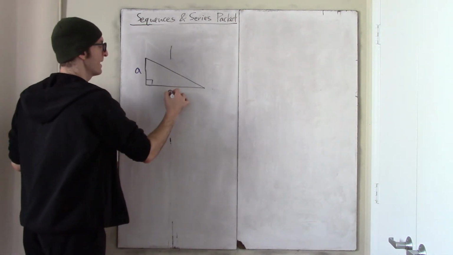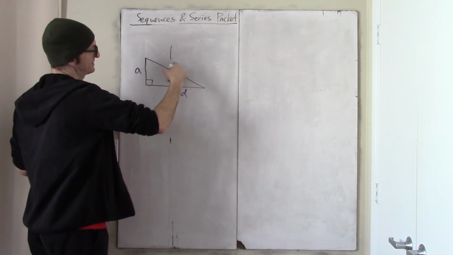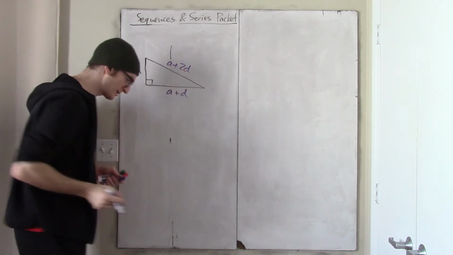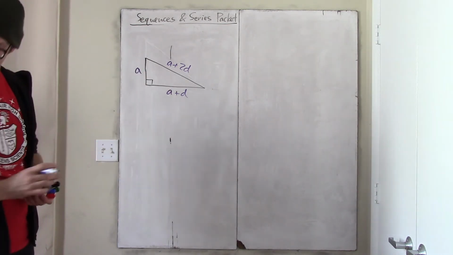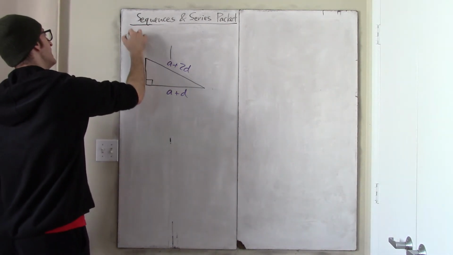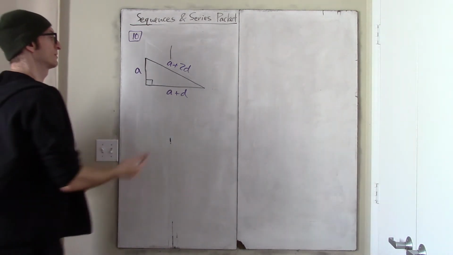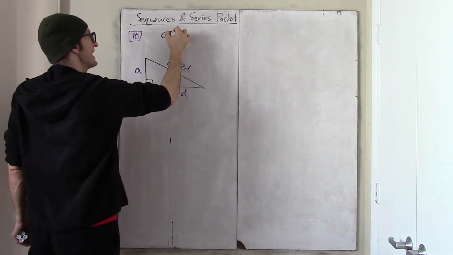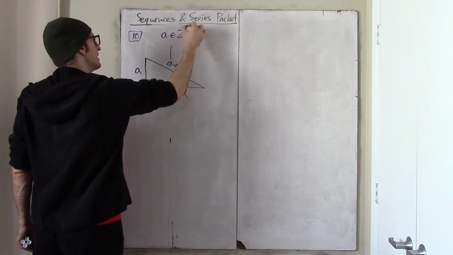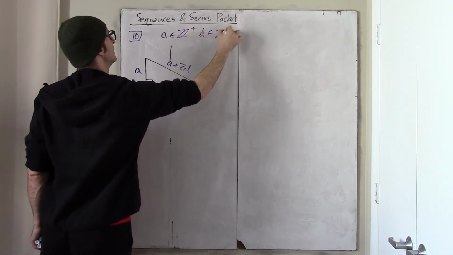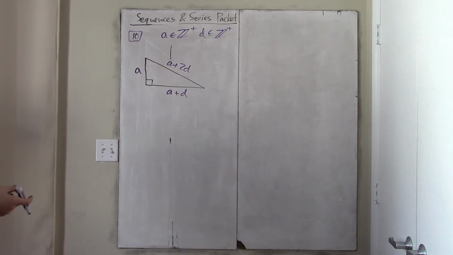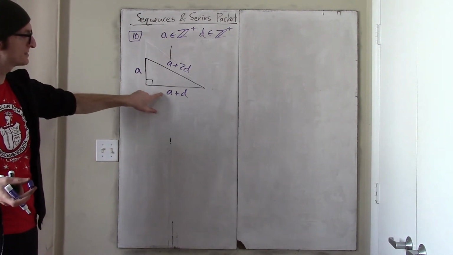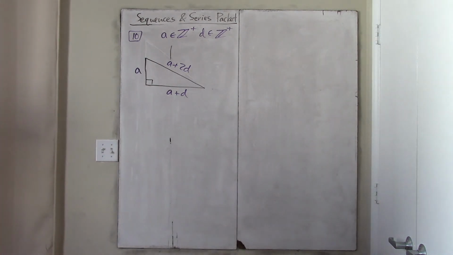In other words, I want this to be a plus d, and this to be a plus 2d. Because I'm experienced and have done this problem before, it's obvious to me that this is how I want to set things up. I'm now asserting that a is a positive integer, d is a positive integer, and let me find out what a and d must be, such that from here to here is d, and from here to here is d.